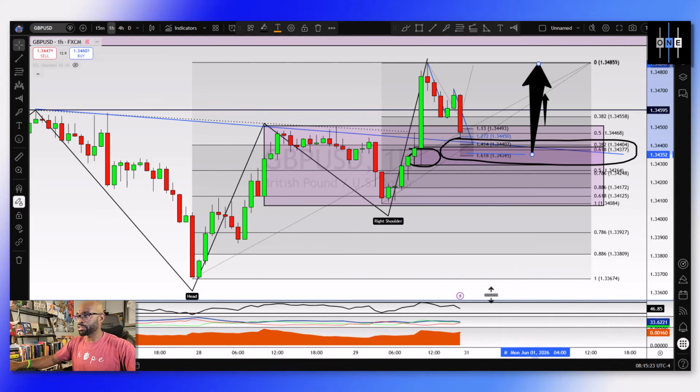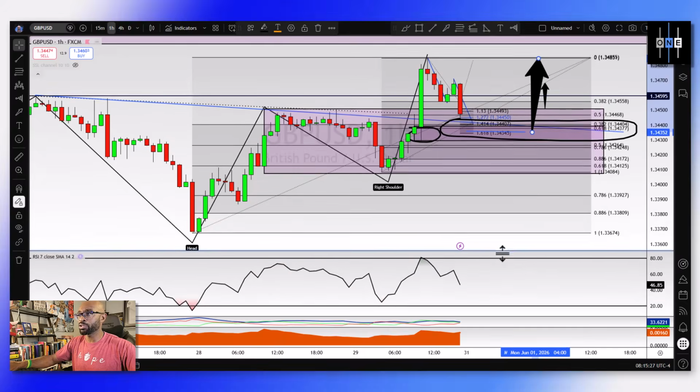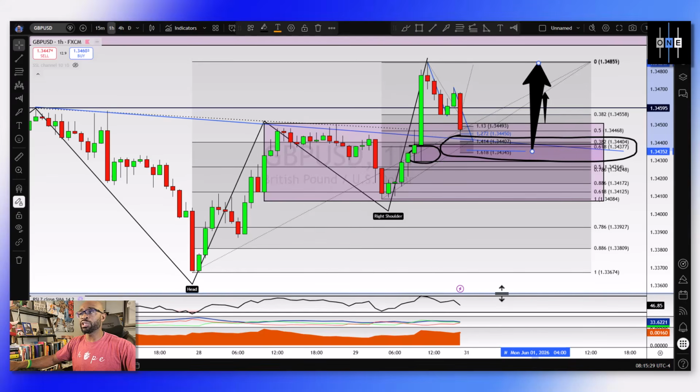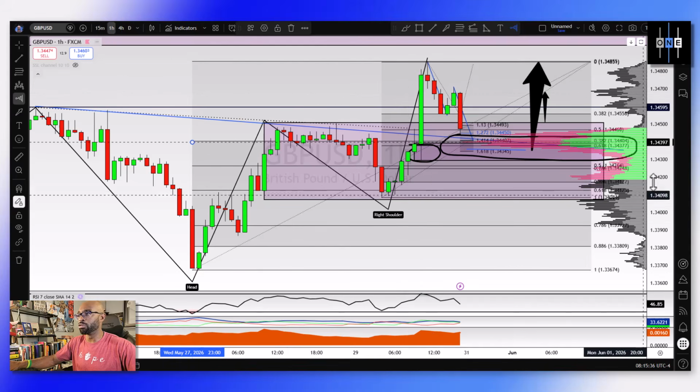Real quick, just want to take a look at the RSI, just see if there's anything interesting here. I don't think so. So yeah, that's the opportunity here on the pound dollar. Let me just see if there's any volume in there as well while I'm here.